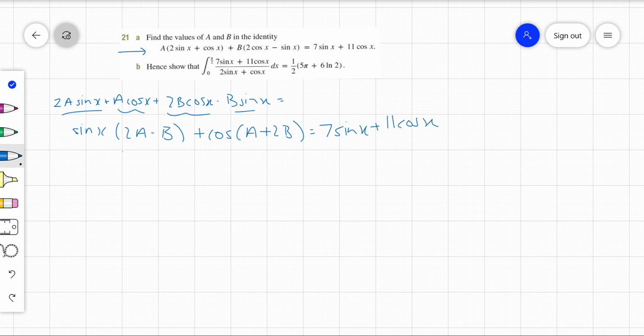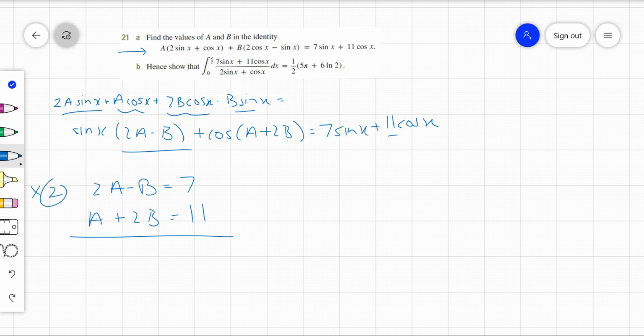So clearly you can see that 2a minus b, the coefficient of sine x, is 7, and a plus 2b, the coefficient of cos x, is 11. So solving simultaneously, I'm going to double this one, times that one by 2 and then just add together. If I double that one and add together, I get 4a plus a. If I double that, negative 2b plus 2b, they disappear. Double 7, I get 14 plus 11 is 25.